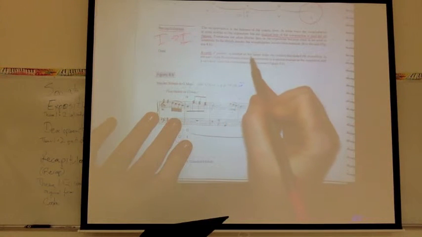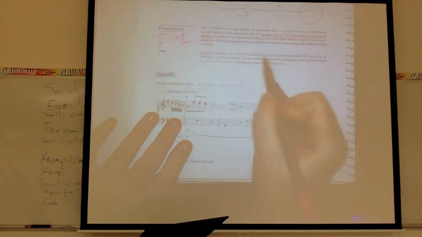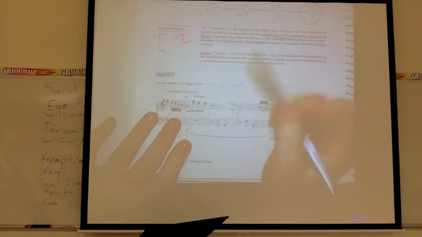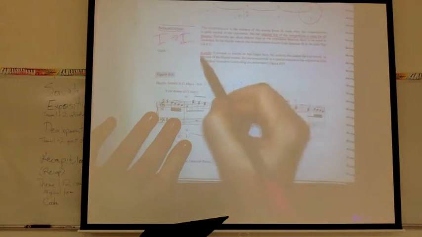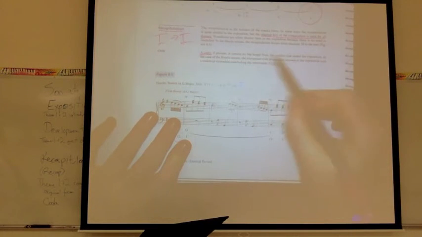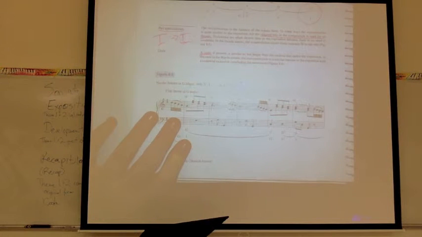The coda, if present, is similar to, but larger than, the codetta. This is also the other thing: in the exposition, you get a little codetta. In the recap, you get a big coda. All right? It will always be larger than the little codetta at the end of the exposition.